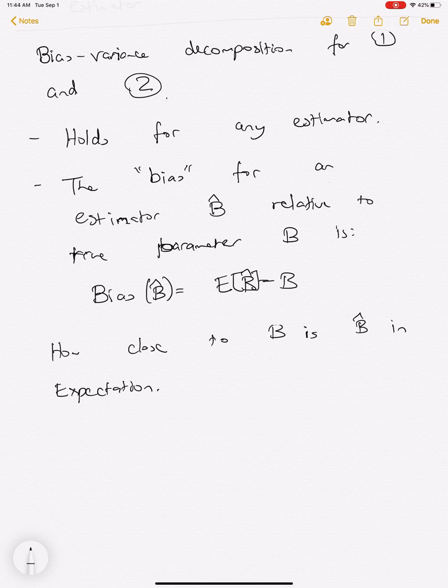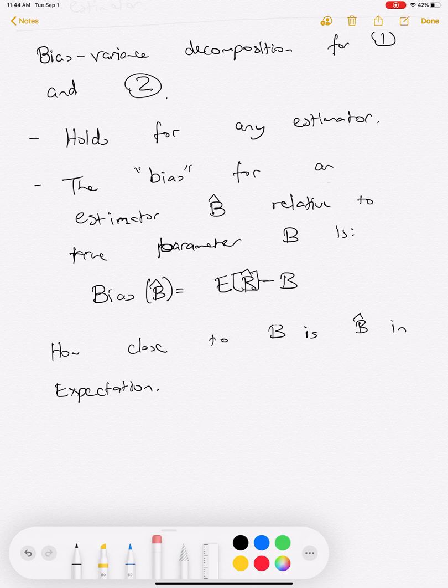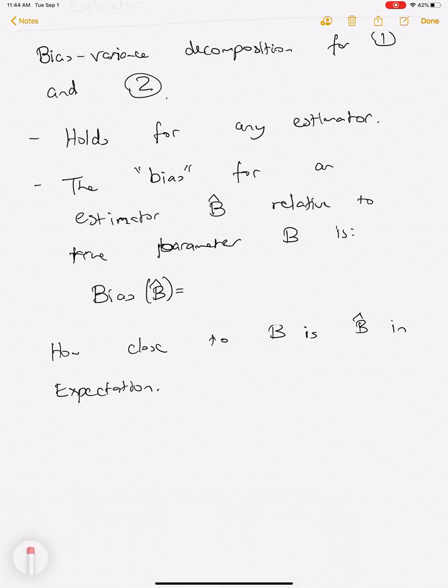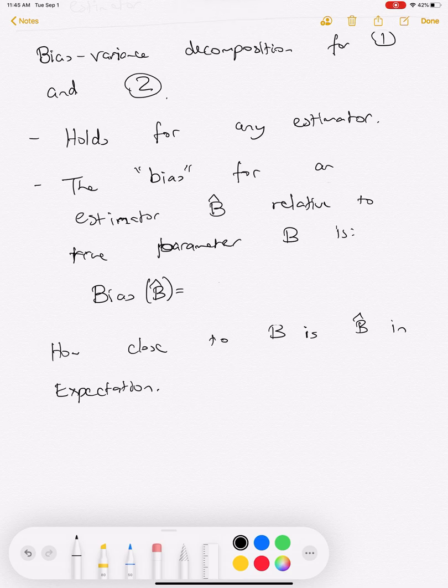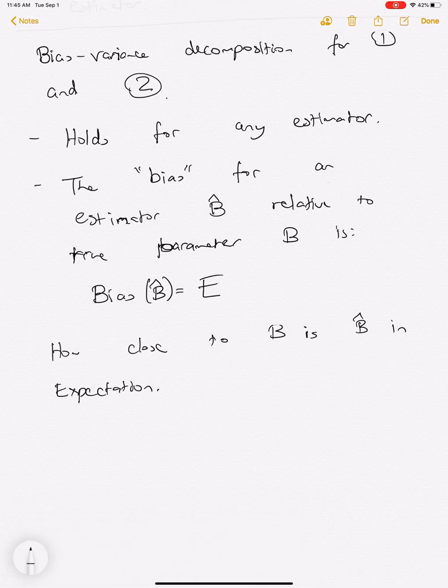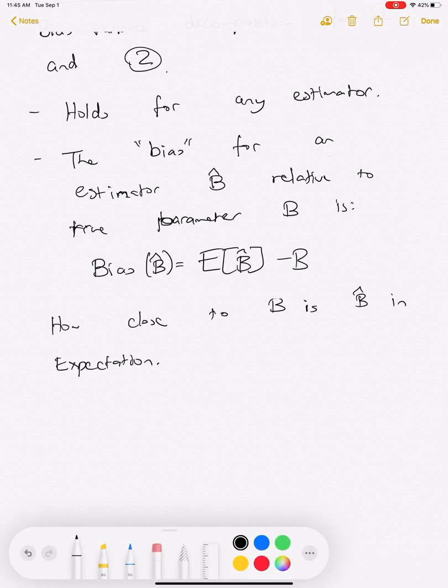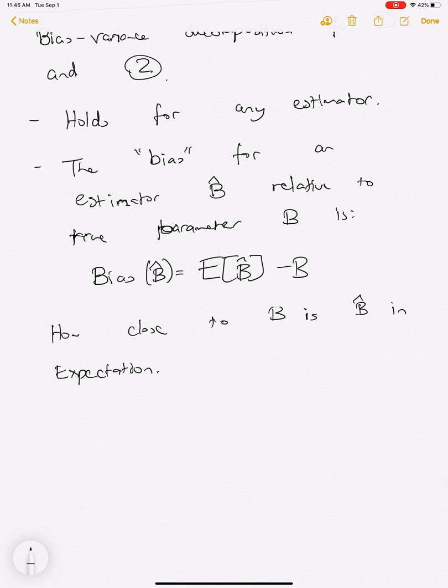So we're first going to define these notions of bias and variance. Firstly, the bias for an estimator is just how close is the expectation of b hat to b. So we know that b hat is a random variable. It depends on our data, X and Y, whereas b is a true parameter. So one natural question to ask is, in expectation, how close is b hat to b?